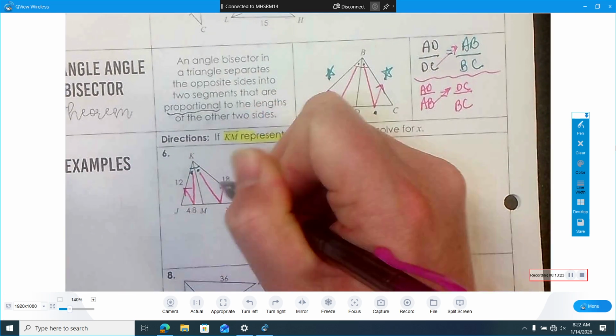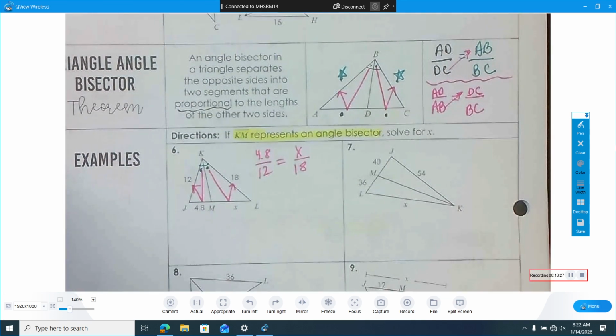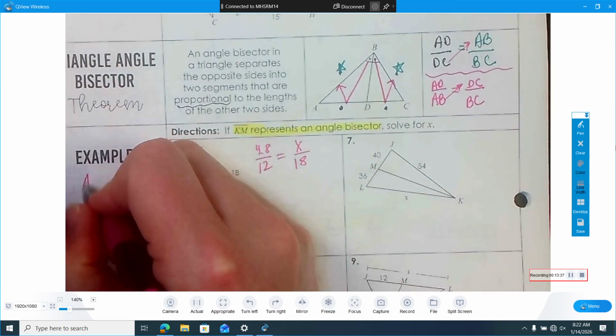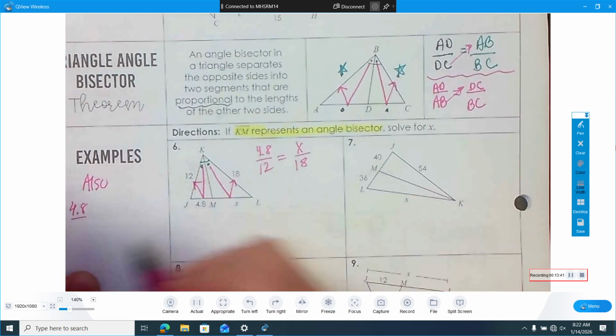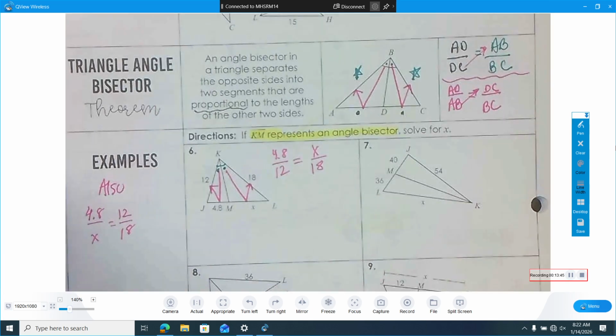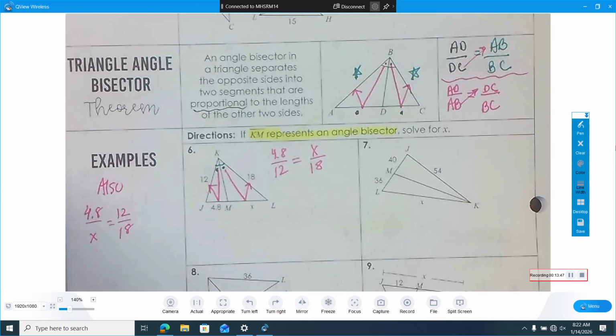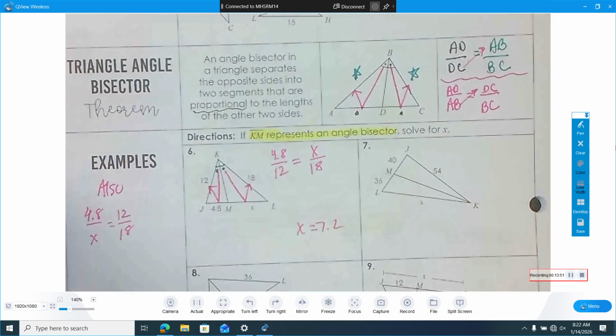X over 18. And again, that's just how I see my little dot bouncing like a billiards ball off the sides, and I don't know why I see it that way, but that's just what I do. And again, there's other ways to set that up. Also, you could have done something like 4.8 over X is equal to 12 over 18. And again, you'll still end up getting the same answer. X turns out to be 7.2.